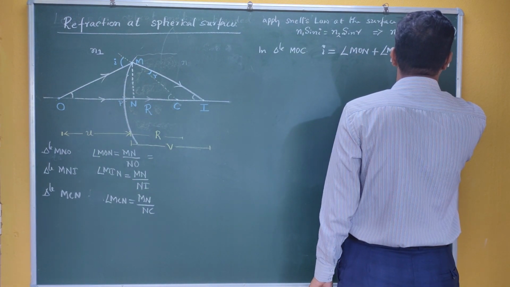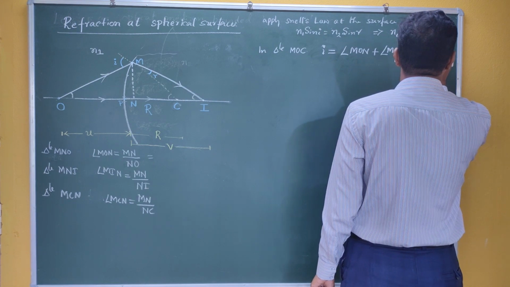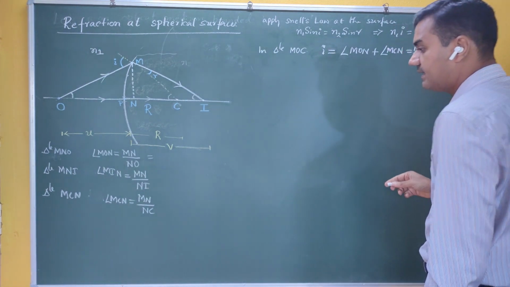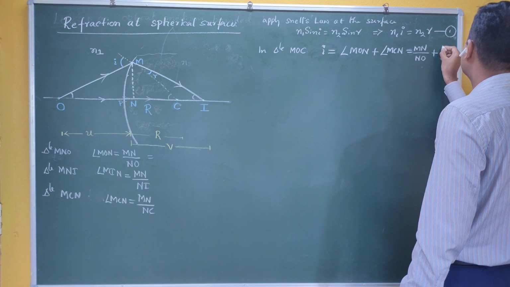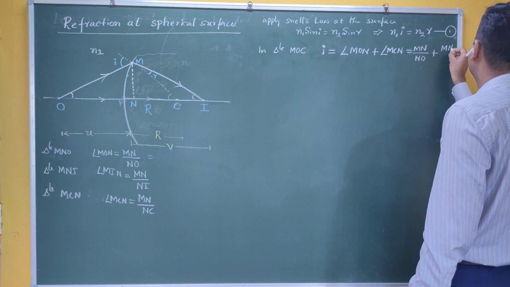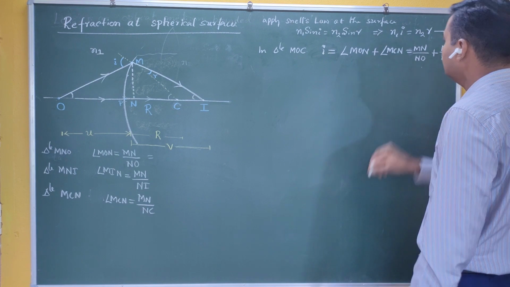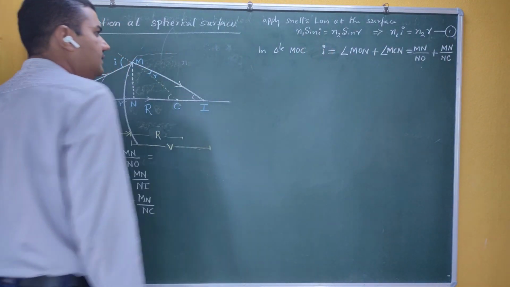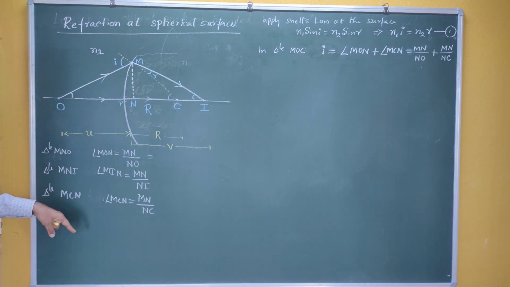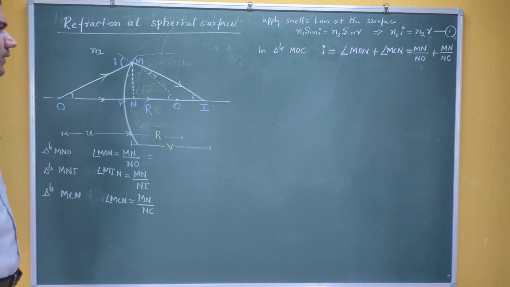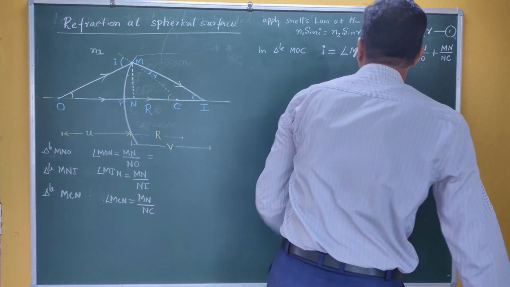MN by NO. This is one particular angle, and the second is angle MCN, that is nothing but MN by NC. So you have connected the angles with respect to distance. Similarly, we have to find the relation for r.